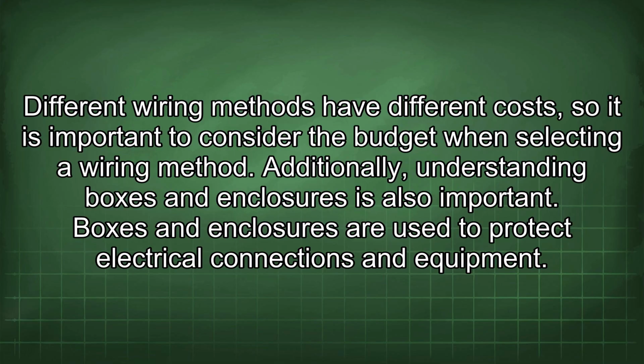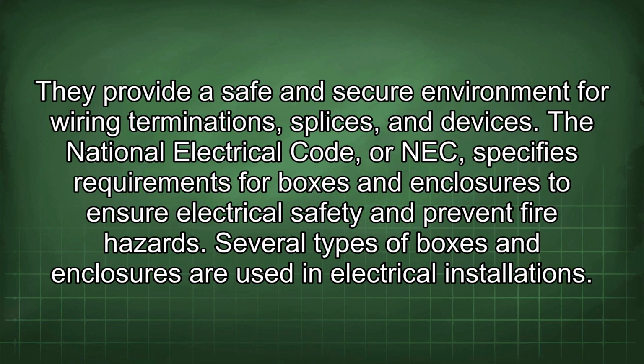Additionally, understanding boxes and enclosures is also important. Boxes and enclosures are used to protect electrical connections and equipment. They provide a safe and secure environment for wiring terminations, splices, and devices. The National Electrical Code, or NEC, specifies requirements for boxes and enclosures to ensure electrical safety and prevent fire hazards. Several types of boxes and enclosures are used in electrical installations.